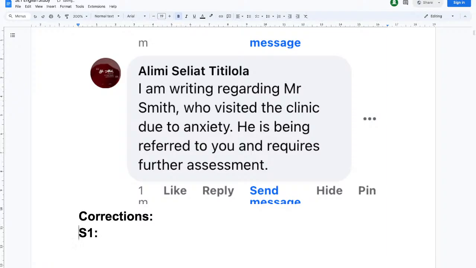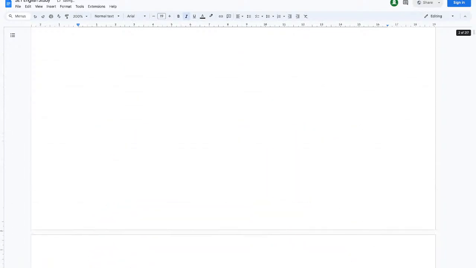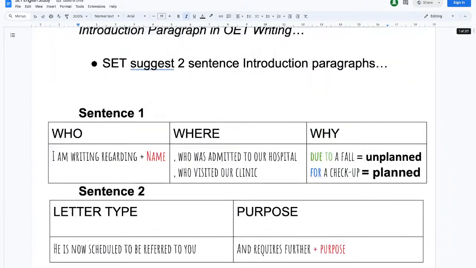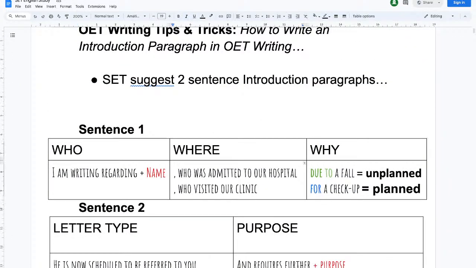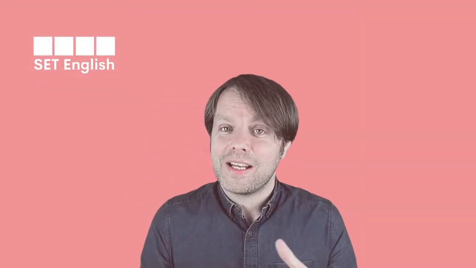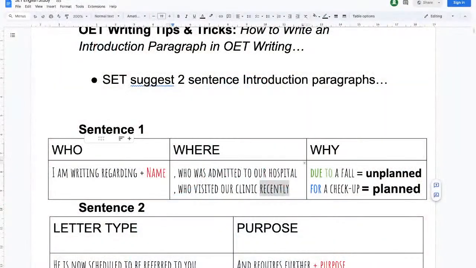Alima, this is really good, but you need to say who visited our clinic. Always say "our", okay? And I forgot to mention this, but say "recently" as well. It sounds nice, okay? So that's not really a mistake. Don't worry, that's not a mistake, but it just sounds more natural to me when you say "recently". Not a mistake, I want to be clear. It's just more natural to do it that way, all right?